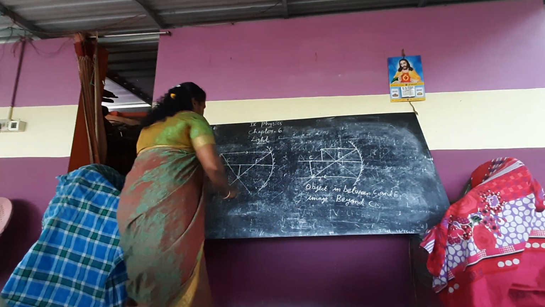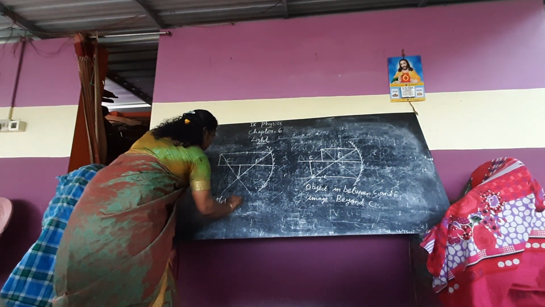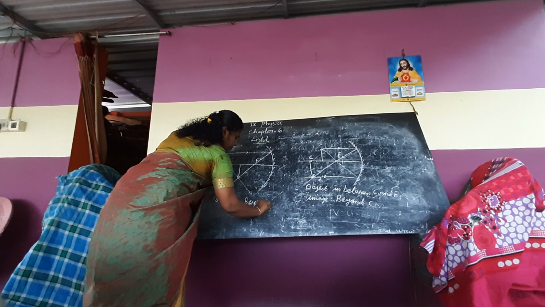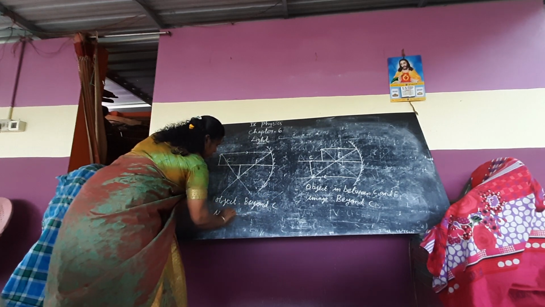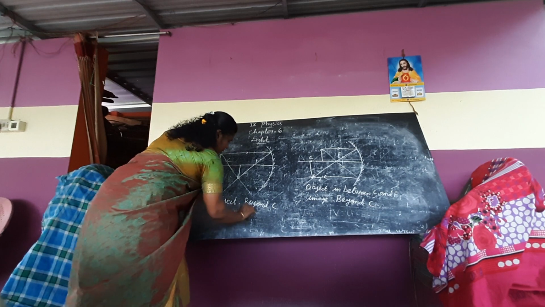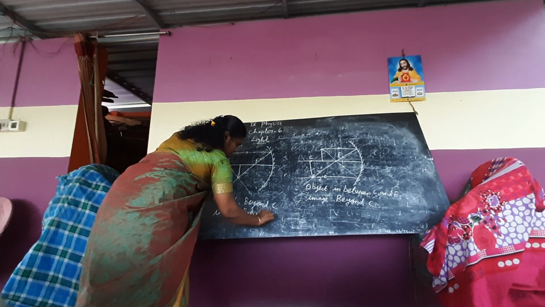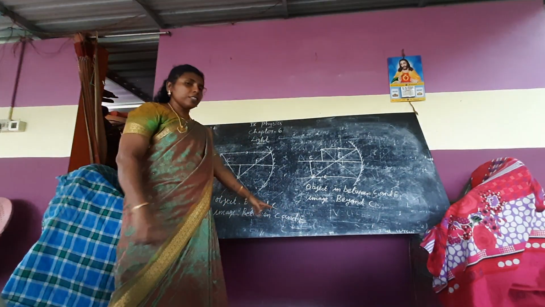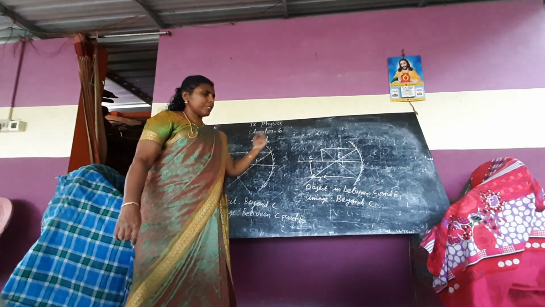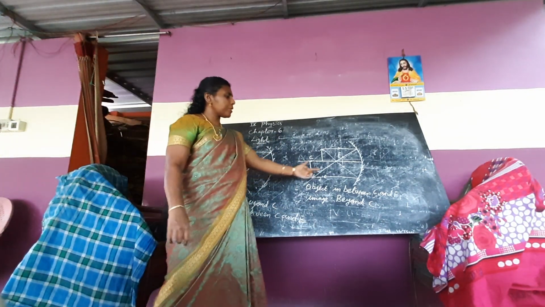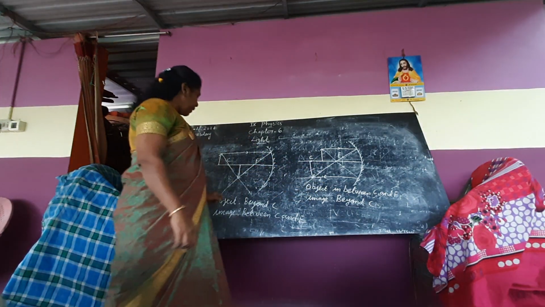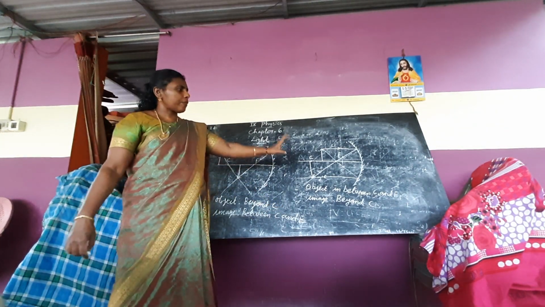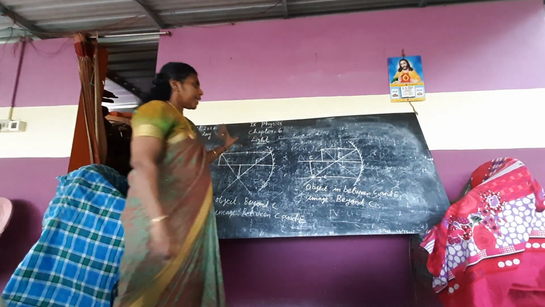Here, object in between C and F, image you will get beyond C. Just the opposite. So you can write here: object beyond C, image between C and F. Okay, so these two diagrams just interchange. Here the object is in between C and F, image beyond C. Here the object is beyond C, image will be between C and F. So this type of diagram is very, very important. The next diagram.